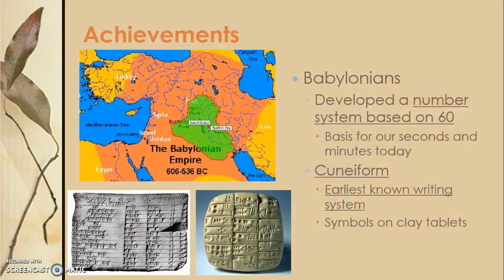The Babylonians later developed a number system that's based on 60, which is actually where we derive the concept of seconds and minutes that we use today. Cuneiform was also developed by Babylonians, and that is the earliest known form of writing that we have ever discovered. It was a set of symbols that was carved into clay tablets, and as far as we know, that's the earliest we ever saw any kind of writing from a civilization.